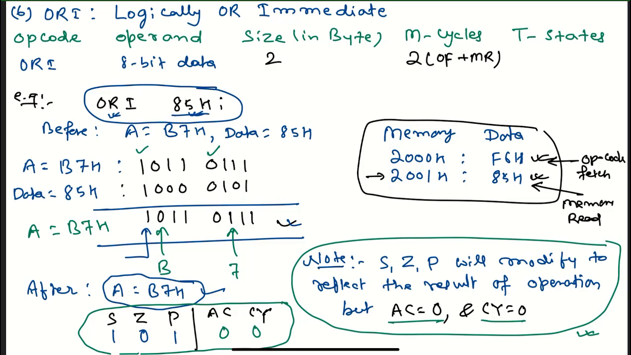As we know, by default the opcode fetch requires 4 T states, and the memory read takes a further 3 T states. So the total number of T states required for the execution of this instruction will be 4 plus 3, which is 7 T states. I hope you have much clarity about this instruction's operation, its size, and how we are finding its machine cycles and T states. All these things are clarified, along with the flag impacts. I hope you understand this instruction in a better way.